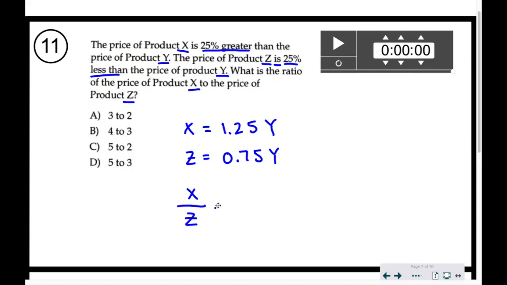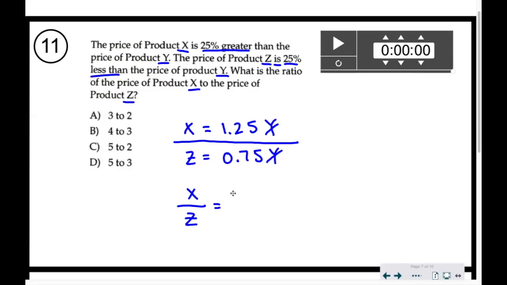So a nice little shortcut we can take here is we're allowed to divide these equations, right? X over Z would give me X over Z, and then I can just divide these. So the Y's will cancel, which is good because they want X to Z and there's no Y in any answer.